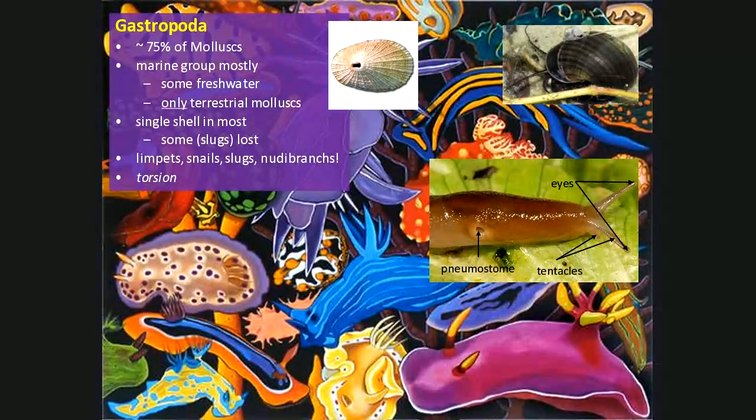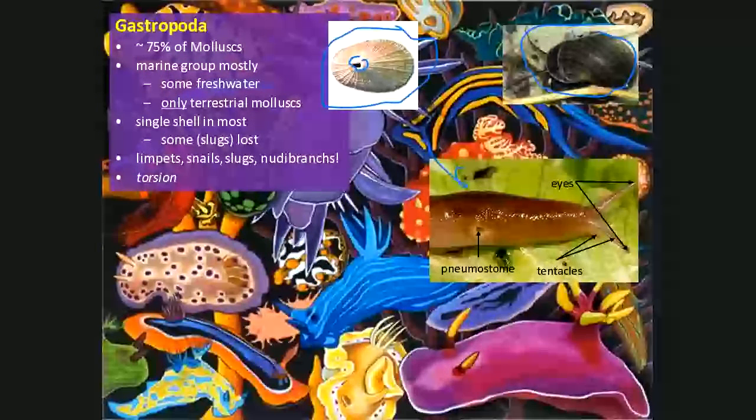This one up above is one of my favorites. This is known as the keyhole limpet, L-I-M-P-E-T, because it's got a little tiny keyhole. These are apple snails, which we have here in Florida. This is a slug, snail without a shell, eyes at the end of its stalk, sensing tentacles, and a pneumostome, which is a really simple reproductive respiratory system, just basically a hole that air moves in through.